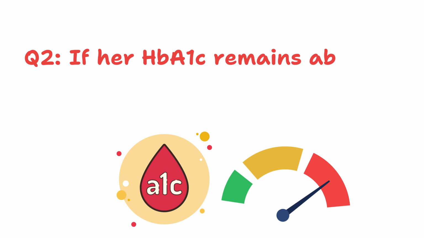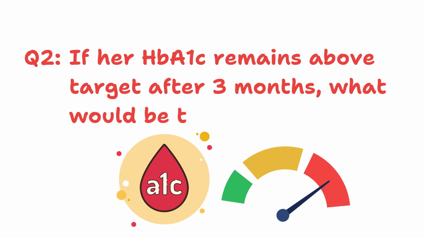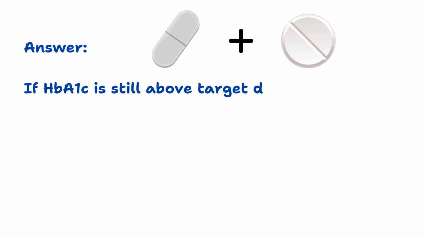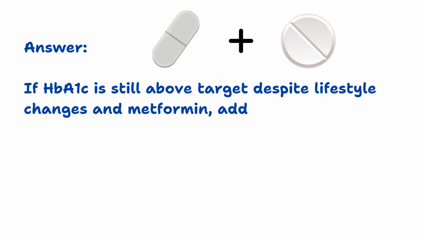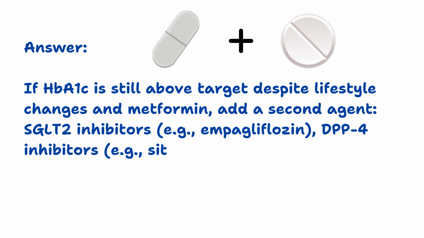Question 2. If her HbA1c remains above target after 3 months, what would be the next step? Answer: if HbA1c is still above target despite lifestyle changes and metformin, add a second agent, SGLT2 inhibitors, example empagliflozin, DPP4 inhibitors, example sitagliptin, or GLP-1 receptor agonists.